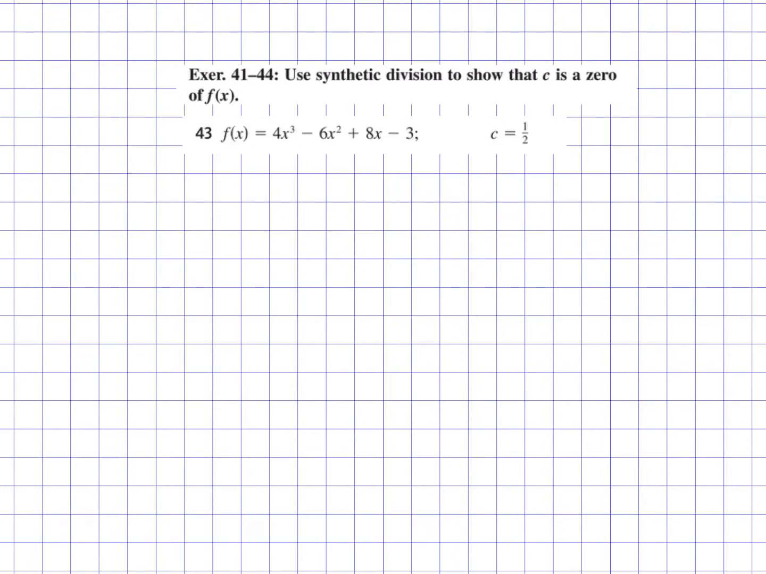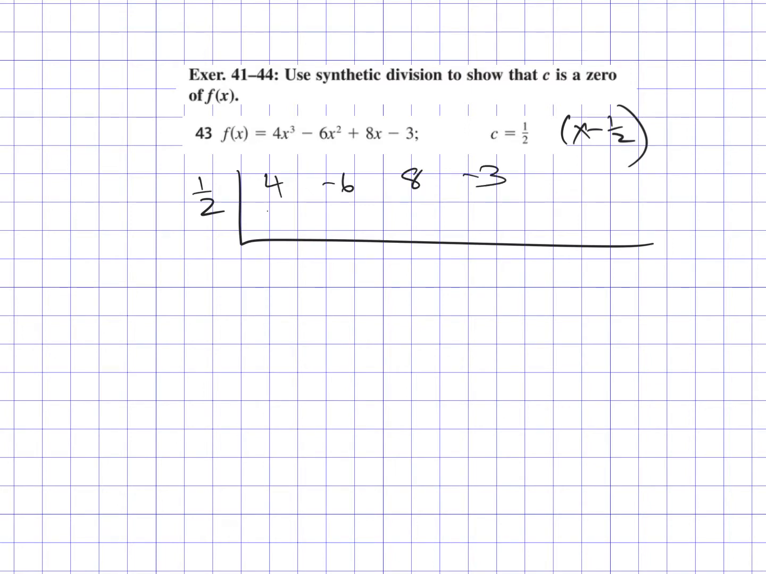All right, so I'm always going to say it. This is x minus 1/2. So what do we have here? Put 1/2 in. 4, negative 6, 8, and negative 3. They're all there, which is great. Drop it down and multiply. And then add, multiply, and add, and multiply, and add. And there we just shown that 1/2 is one of the zeros.